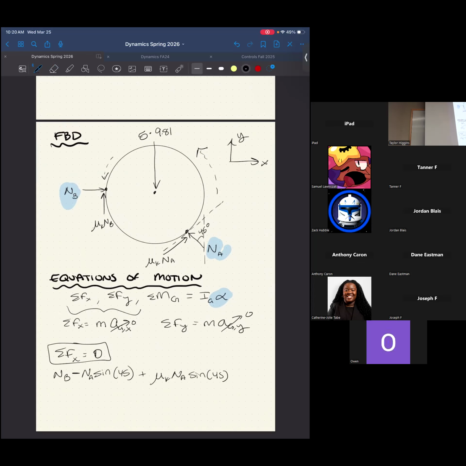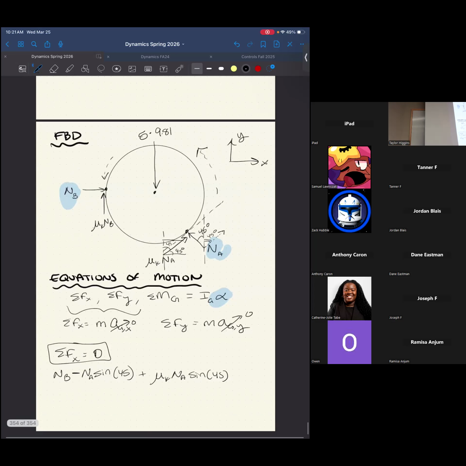So in case you can't see that, you could essentially draw mu k NA kind of here because we know it's perpendicular to NA. And this complementary angle here is 90 minus 45, which is of course another 45. So the amount that goes in the x is either sine 45 or cosine 45. It doesn't matter because they're equal. So that equals 0.